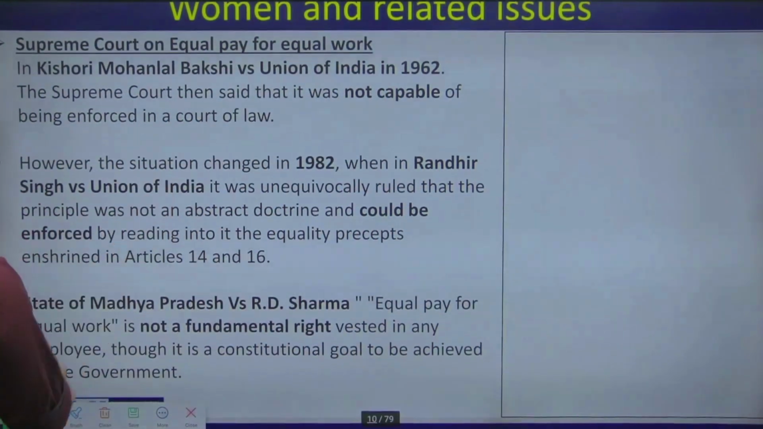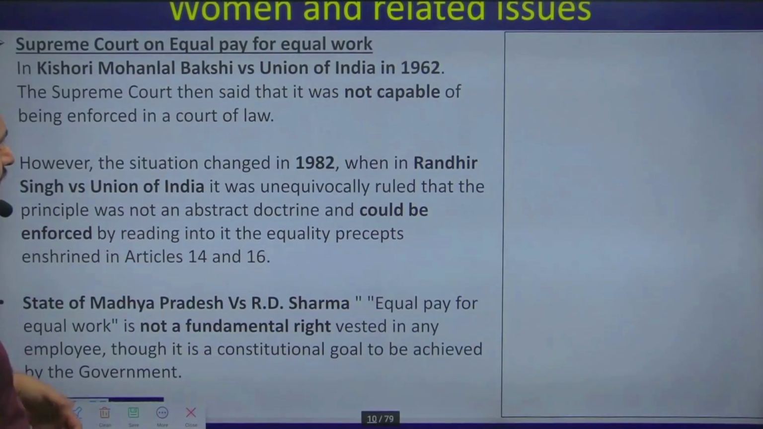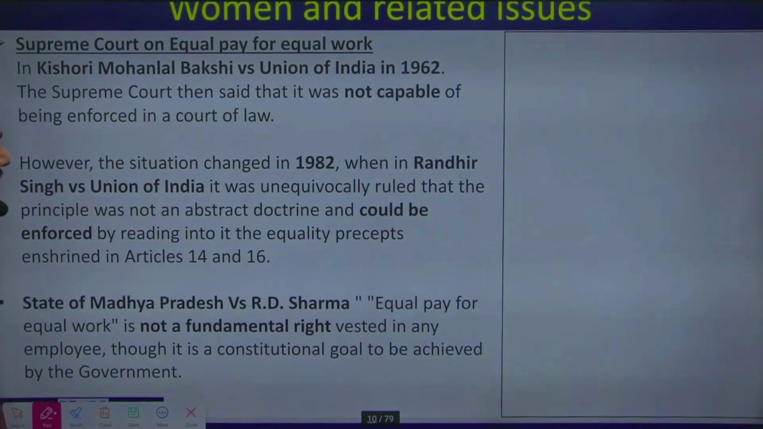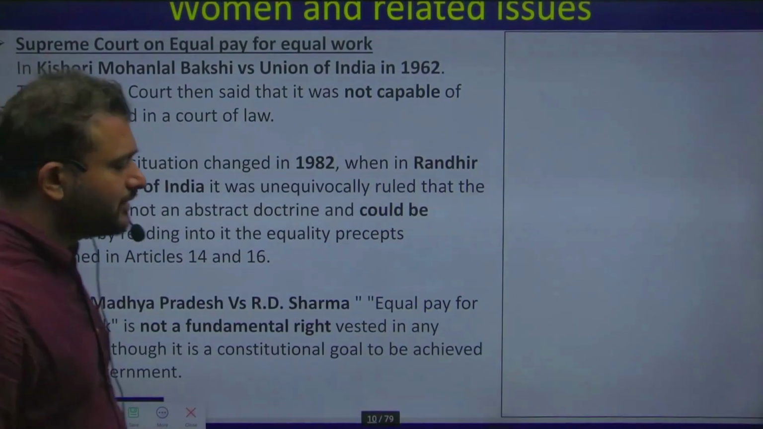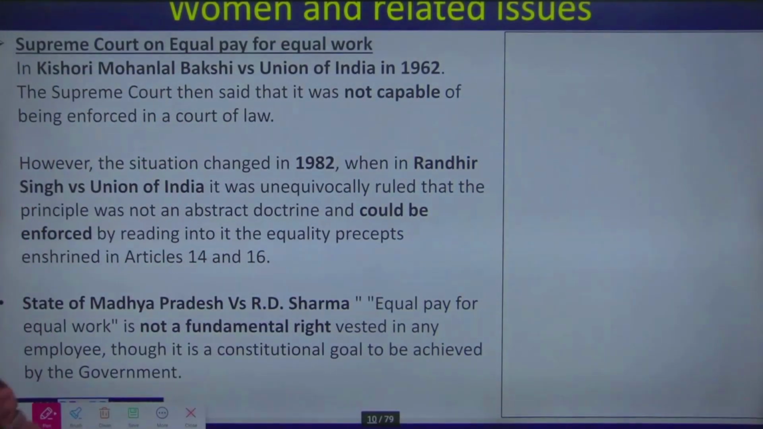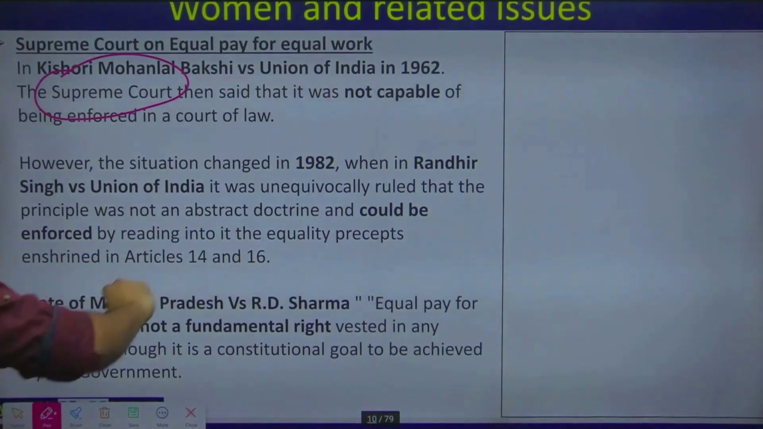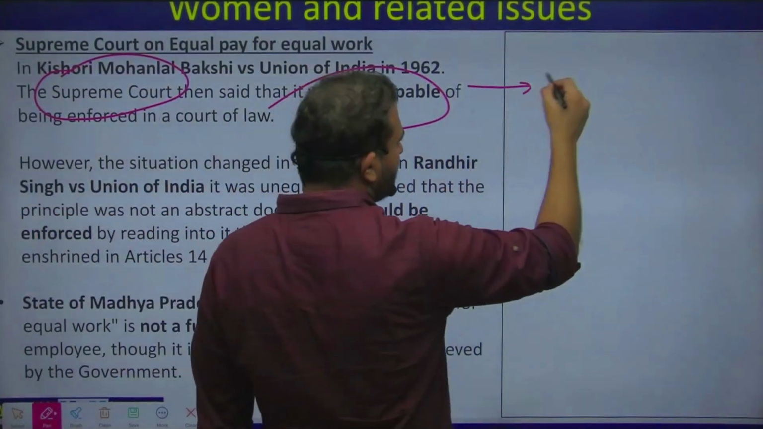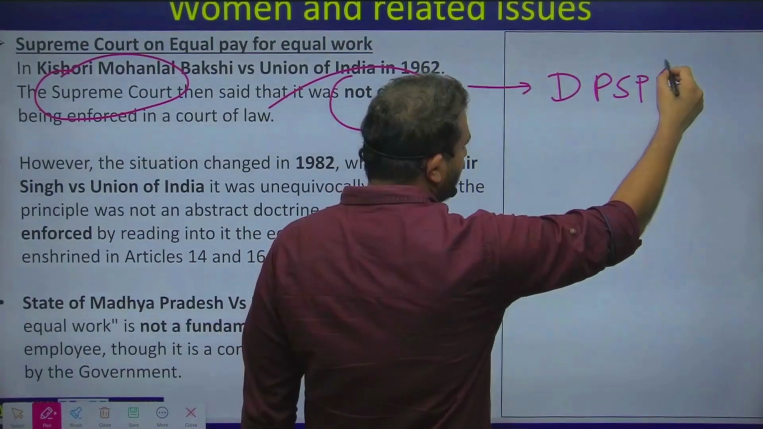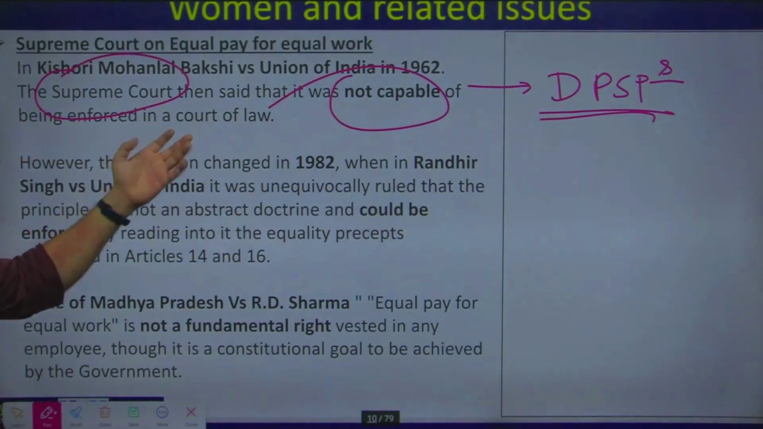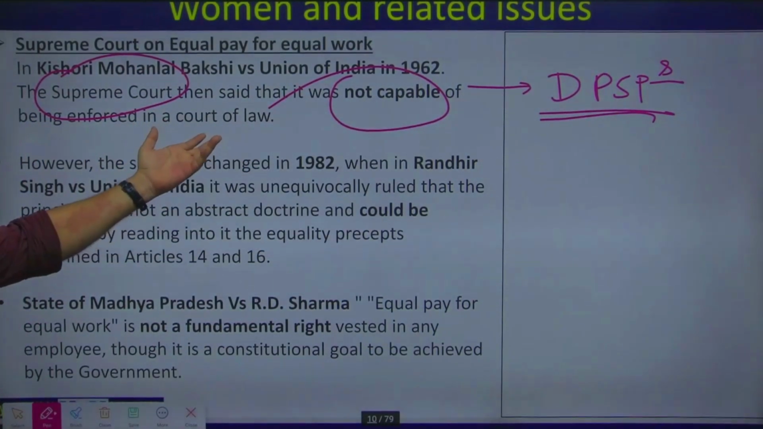In particular, what the Supreme Court addressed, if we consider the Kishori Mohanlal Bakshi and Union of India case, where equal payment was the matter, that women should be provided equal payment. But earlier, the Supreme Court's stance was that it is not capable of enforcing this because it is part of the DPSP, and DPSPs are not legally enforceable. So the Supreme Court couldn't provide equal payment in that case.